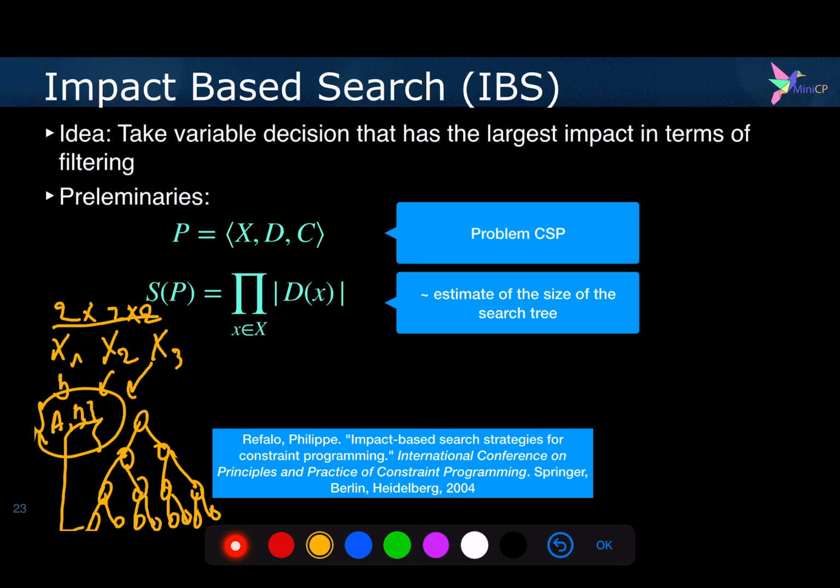So the largest size of the search tree is the search tree that you will explore if you have no propagation, no pruning at all during the exploration of the search tree. So it's the Cartesian product of the domains. Okay, so we denote by S(P) the size of the search tree of the problem P. It's an estimate, an upper bound on the size of the search tree that you need to explore for that specific problem.